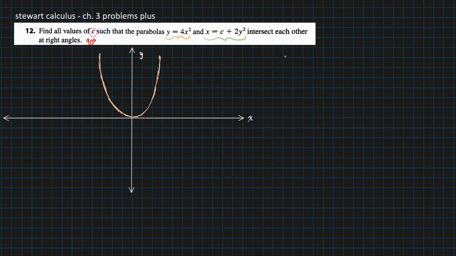Let's isolate for y. So I can subtract c from both sides, and if I do that, I'll get that 2y squared is equal to x minus c. If I multiply both sides by 1/2, 1/2 times 2 is 1, and I have 1/2 times x minus c. Now, we see that we have a y squared here, so we'll have to take the square root of both sides to get y by itself.